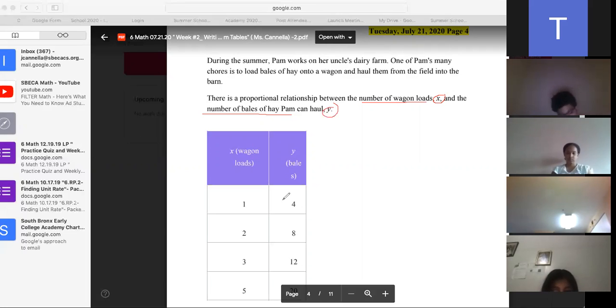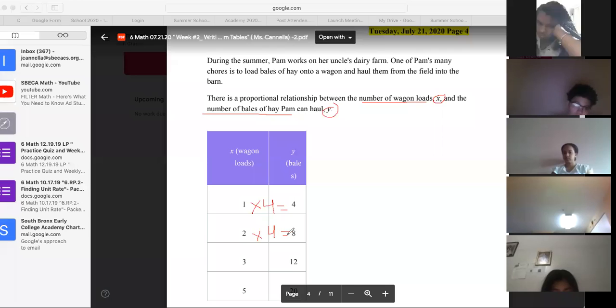Okay, Amanda, how do we get from 1 to 4? Let's start there. What do we have to do? We have to multiply by 4. Keep going. How do we get from 2 to 8? By multiplying by 4. Keep going. Talk to me about 3 and 12. Multiply by 4. And how do we go from 5 to 20, which is the last one? Multiply by 4.